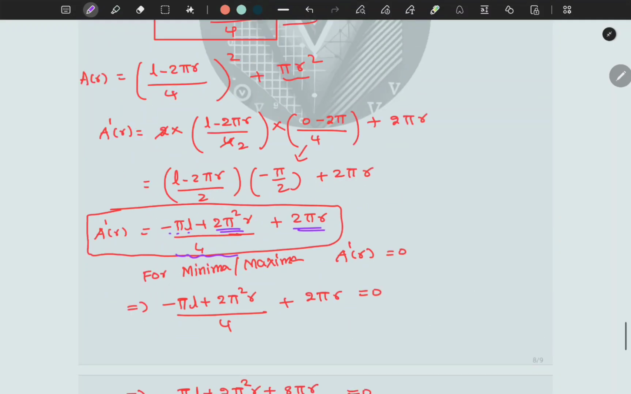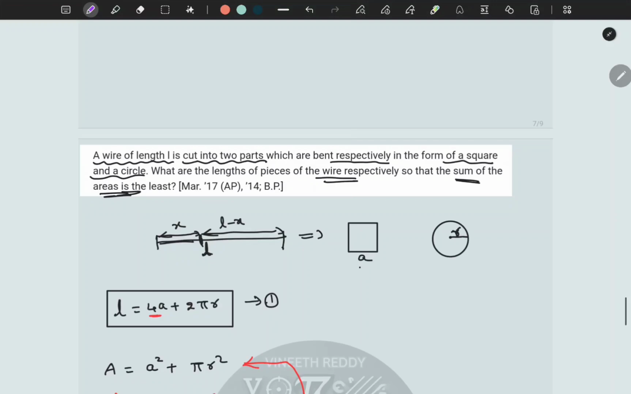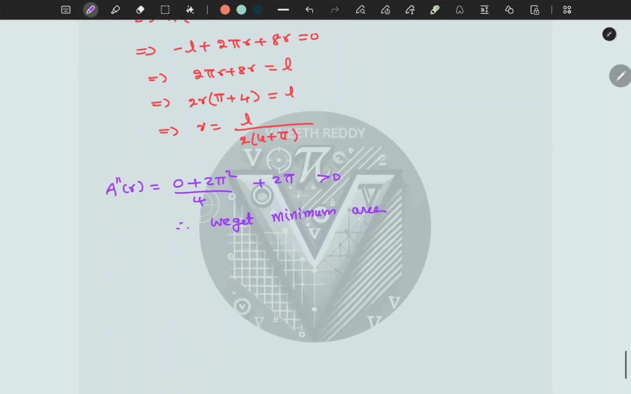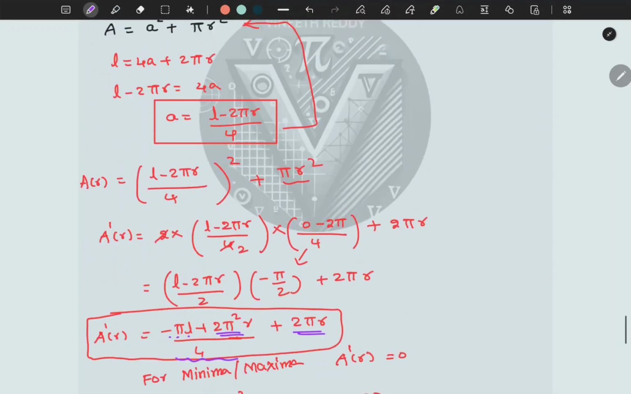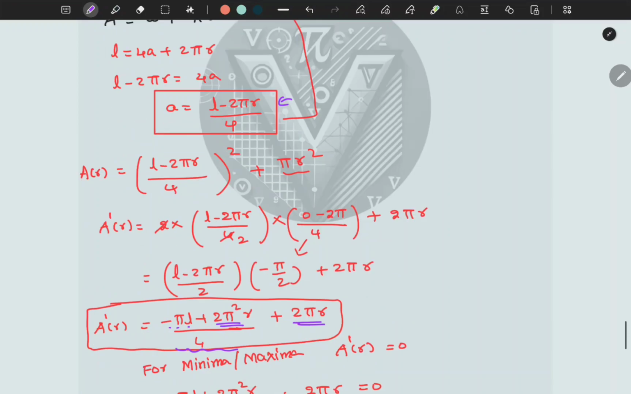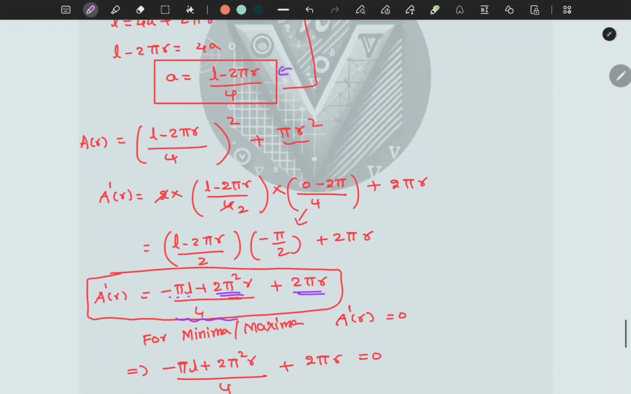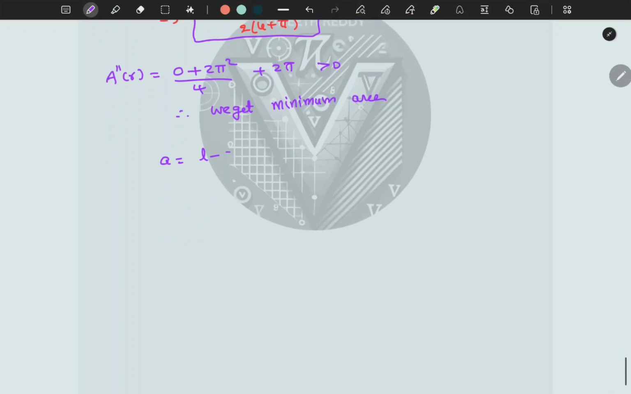The question asks: what are the lengths of the pieces of the wire respectively, so that the sum of the areas is the least? We want minimum area, so this is the acceptable value of R. Now we have to find the value of A also. For that we will be using this expression: A is equal to (L minus 2 pi R) by 4.